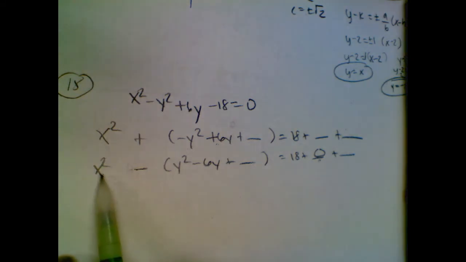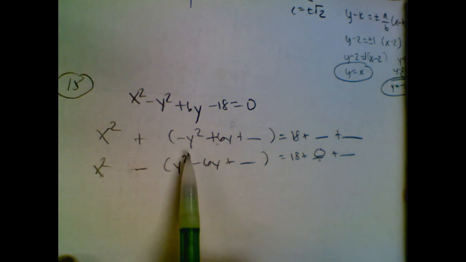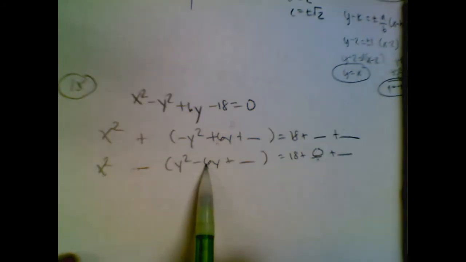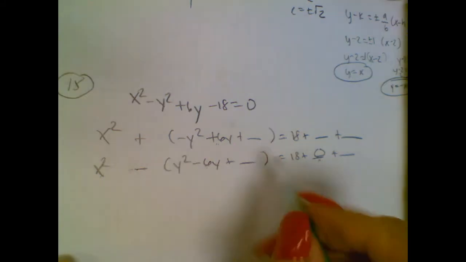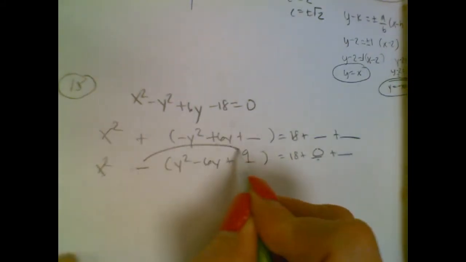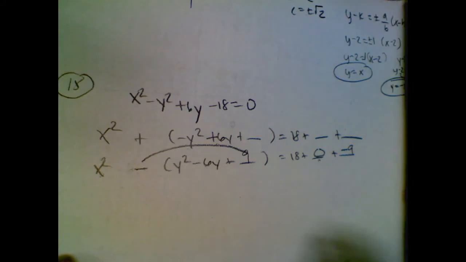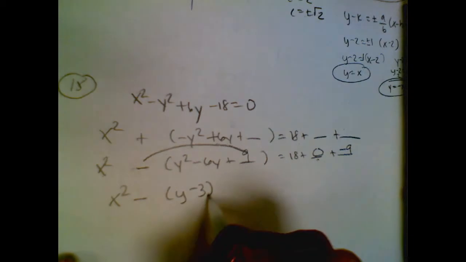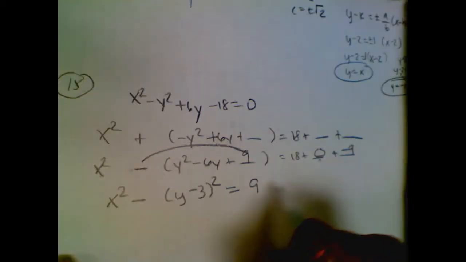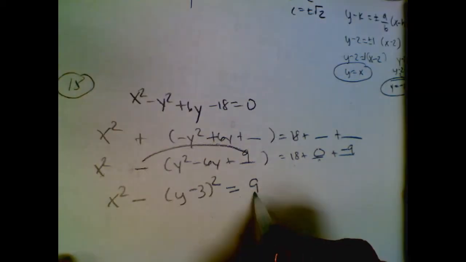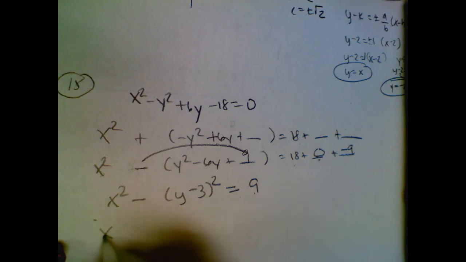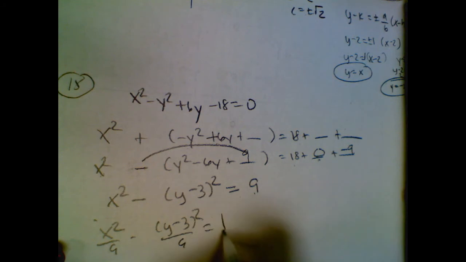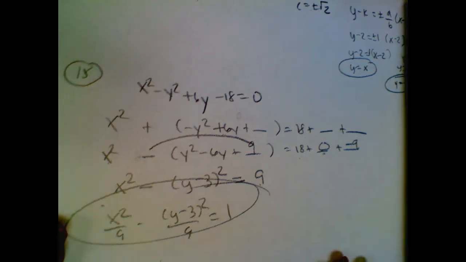You cannot complete the square in terms of x, but you can factor that negative out of the y squared, which turns that to a positive and that to a negative. And half of negative 6 is negative 3, and negative 3 squared is 9. But you are adding a negative 9 to the other side. So this is x squared minus y minus 3 squared equals 9, because 18 minus 9 is 9. Divide everything by 9. And this is your standard form.